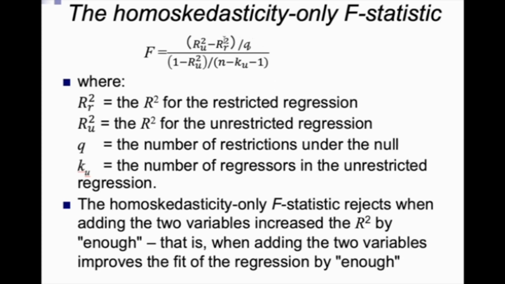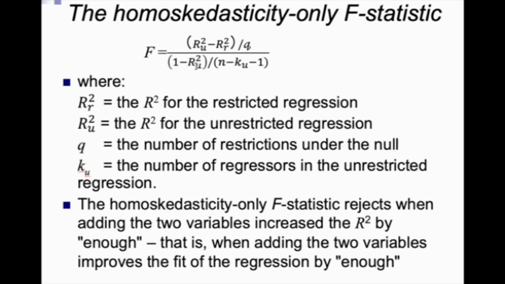All right. Now, the number of restrictions is this number Q. So we want to compare the increase in R-square to the proportion of unexplained sum square error, because the R-square in a model is the percentage of the error that's been explained in the model. So 1 minus that is the percent that's not been explained.